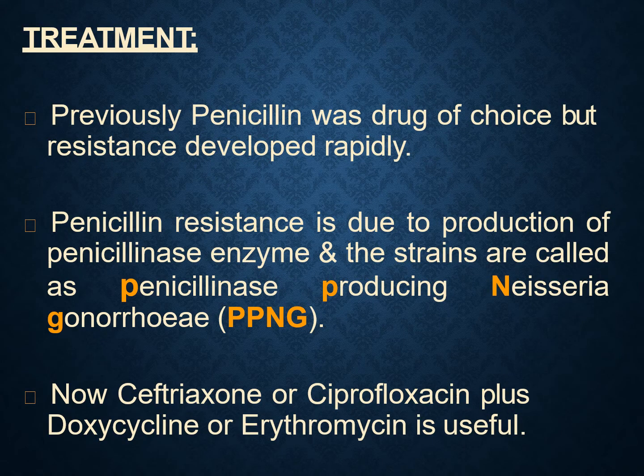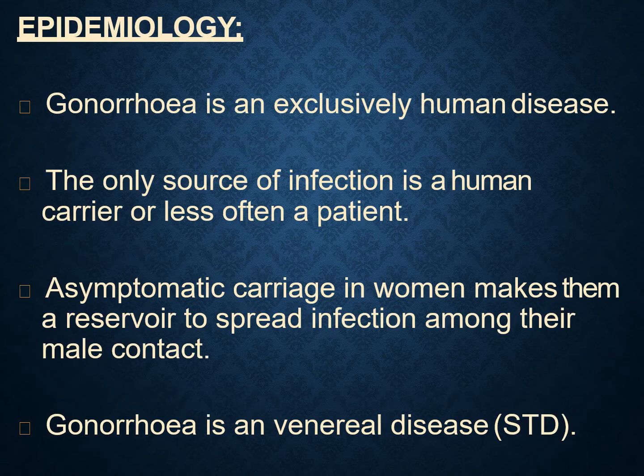Initially, for the treatment of gonorrhea, penicillin was used as the drug of choice, but later the bacteria developed resistance towards it. The penicillin resistance is mainly due to the production of the penicillinase enzyme. These strains are called penicillinase-producing Neisseria gonorrhoeae, shortly PPNG. Nowadays, ceftriaxone or ciprofloxacin plus doxycycline or erythromycin is useful in treating gonorrheal infection.